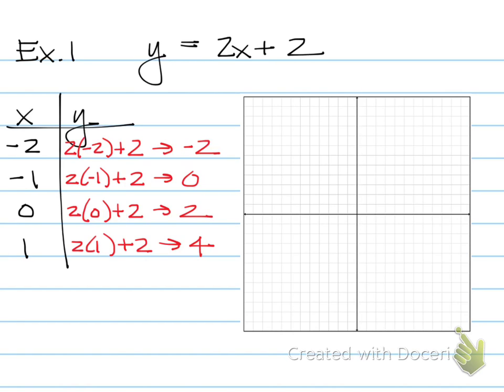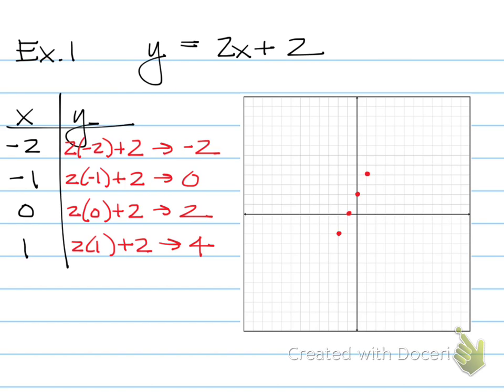So now I have 4 coordinates. The first coordinate is -2, -2. -1, 0 is the second coordinate. 0, 2 is the third coordinate. And 1, 4 is the fourth coordinate. The first is located 2 units to the left, 2 units down. -1, 0 is 1 unit to the left, 0 units up or down. The third coordinate is 0 units to the left or right, 2 units up. And the fourth coordinate is 1 unit to the right, 4 units up.